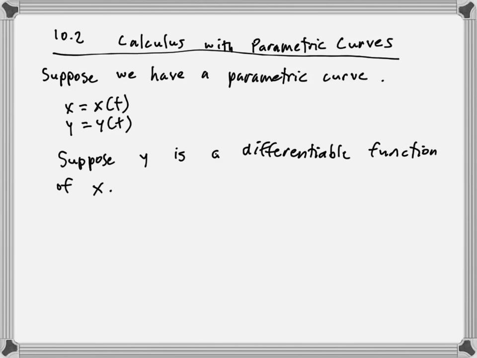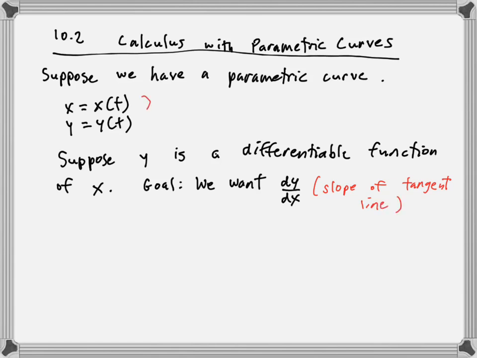So how do we find dy/dx? Our goal right now is we want dy/dx, which, remember, is just the slope of the tangent line. The meaning does not change. The only difference here is that we do not have y as a function of x. We actually are given parametric equations. So the key here is to use the chain rule.